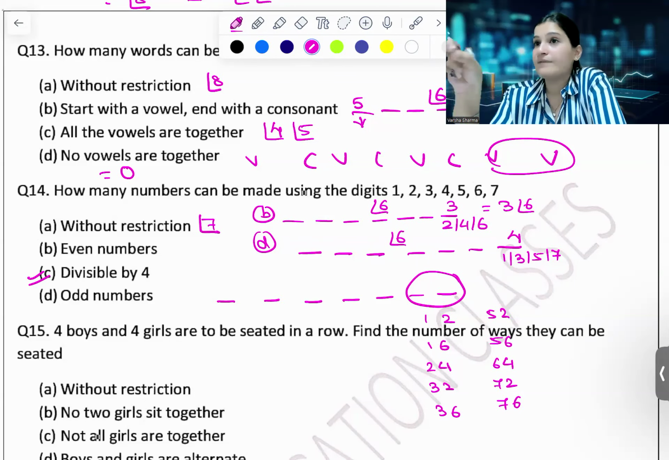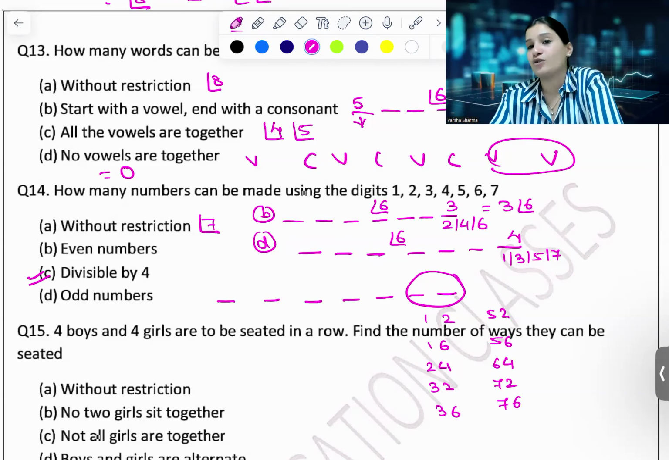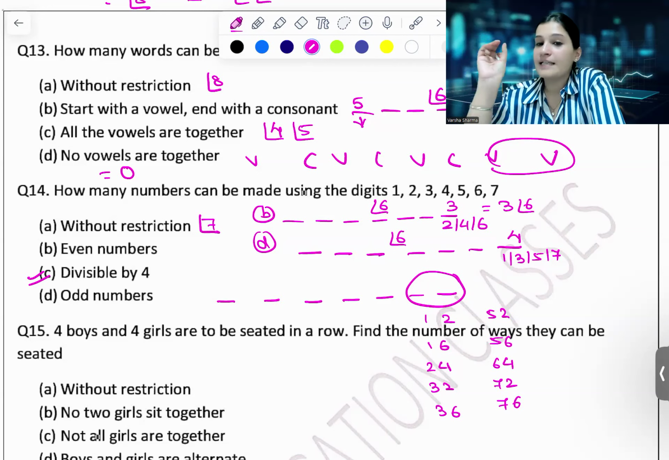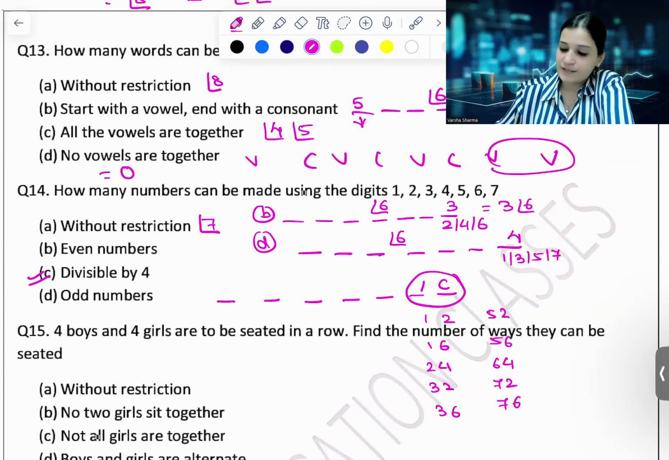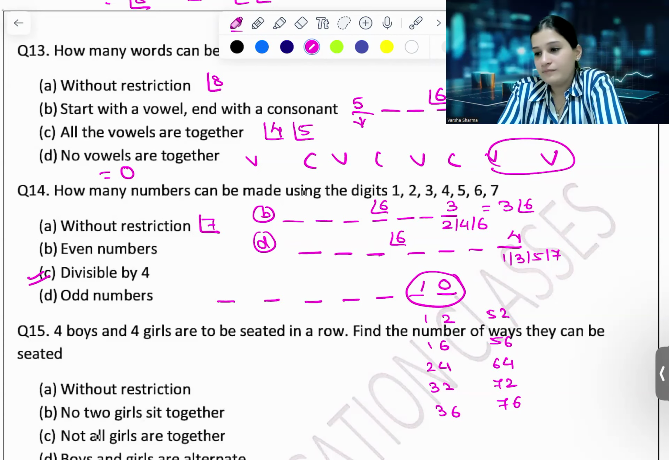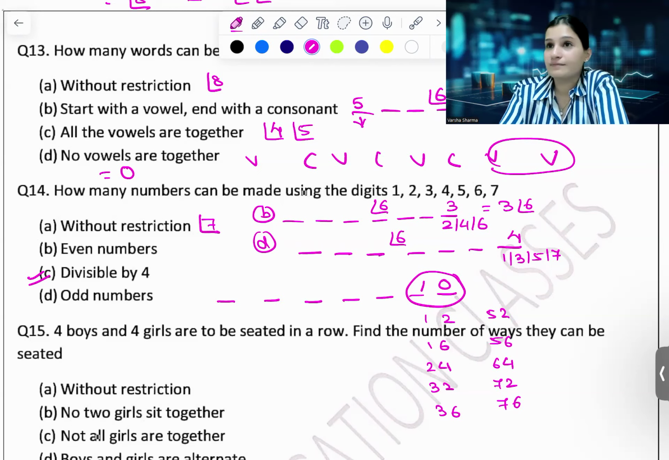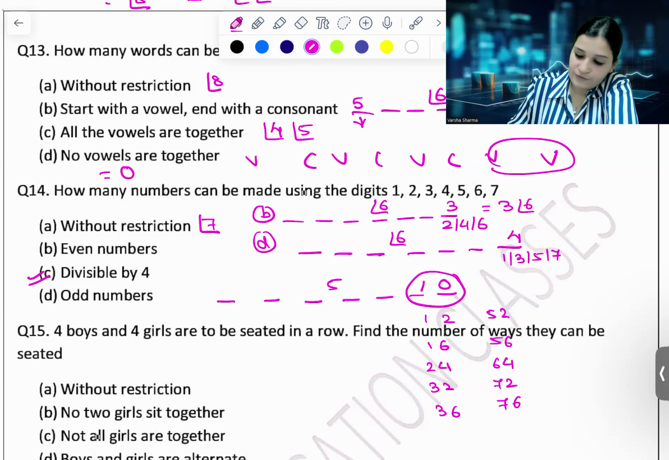Either 12 has to be there, 16 has to be there, 24 has to be there. So the last two places can be filled in 10 ways. So the remaining five places can be filled in 5 factorial ways. So the answer is 10 into 5 factorial, which is 1200.